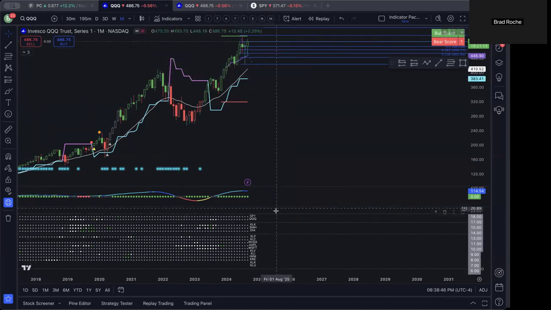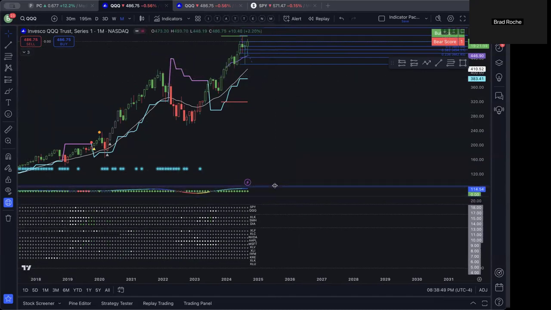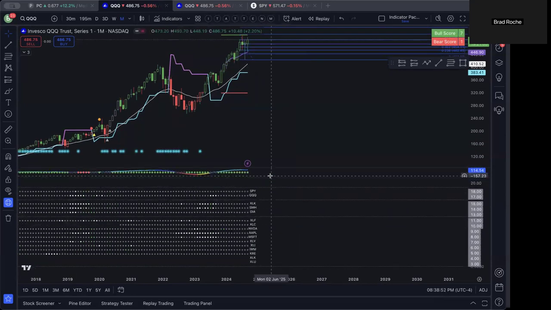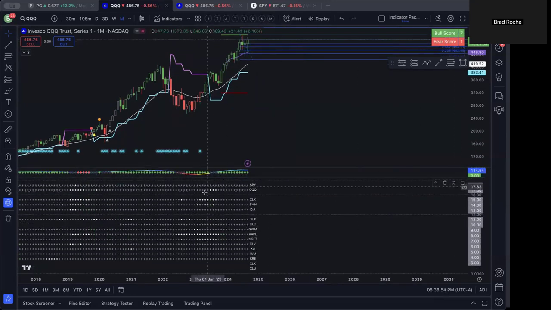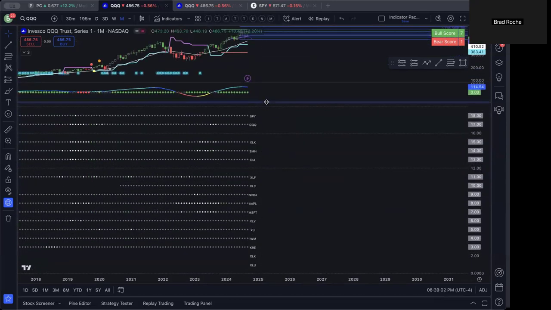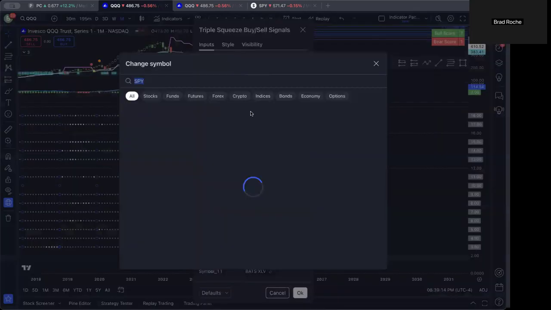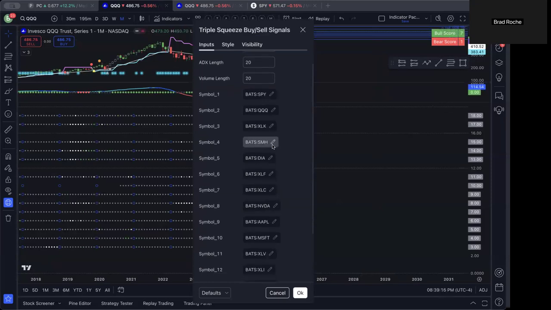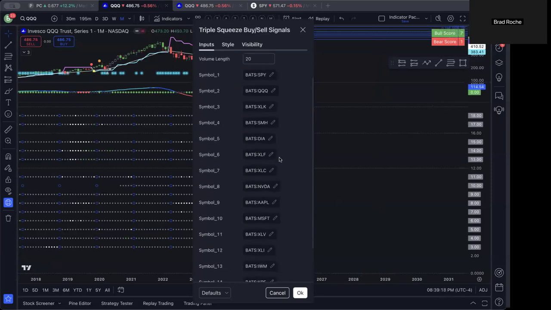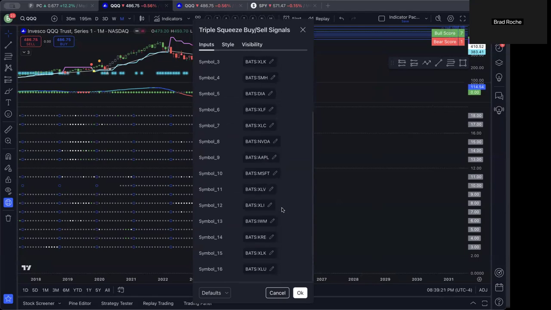Also on top of that, this is probably one of the best things that comes with the lifetime indicator package. If you look here, you can see we have all these different tickers. Let me explain. What this does is you can click on the settings and change this to whatever symbol you want. Right now I have SPY, QQQ, XLK, SMH, DIA, and you can put in Apple, Microsoft, NVIDIA, whatever stocks you want, and it has up to 16 different slots.